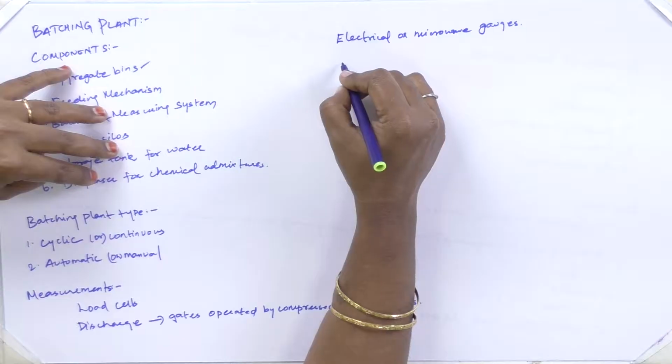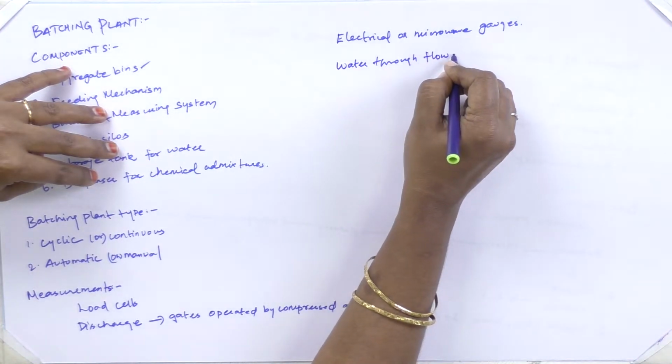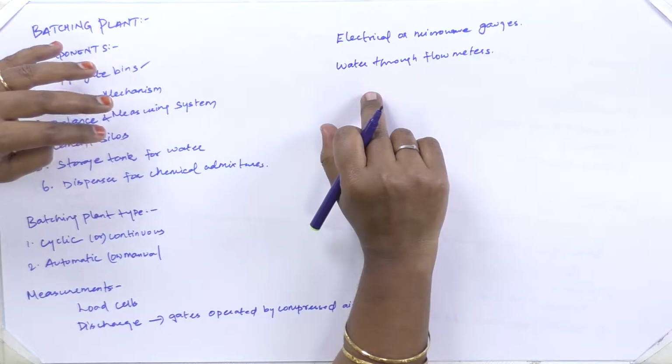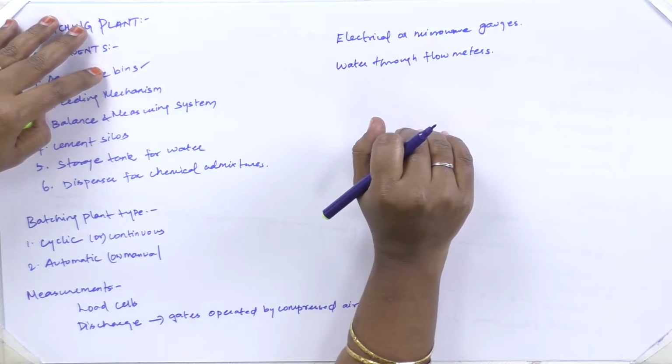Since the water is also stored in storage tanks, how is the water measured? Water through flow meters. The water of required quantity is measured through these flow meters, and in some cases they measure in terms of weight also. So in this way the RMC batching plant makes a concrete of required property.